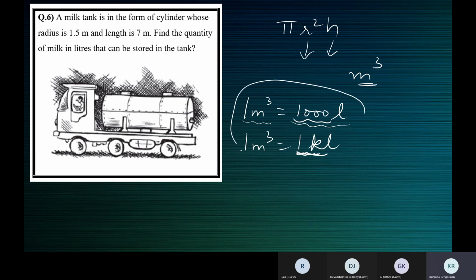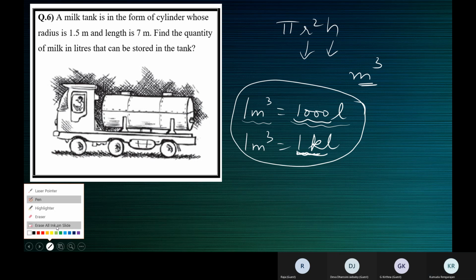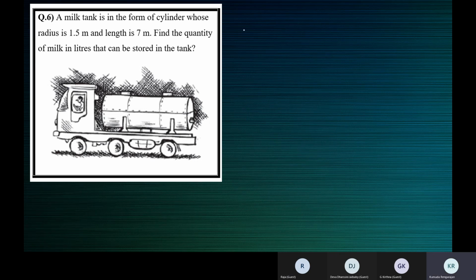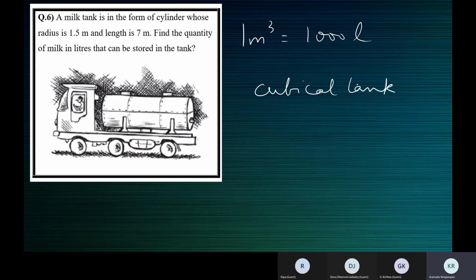Have we seen these earlier? No, ma'am. Okay, then I need to explain. What is the meaning of this relationship? 1 meter cubed is equal to 1,000 liters. How do we understand this? Imagine a cubical tank whose edge is 1 meter.